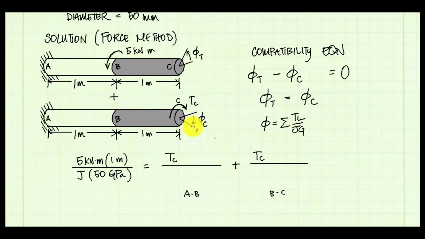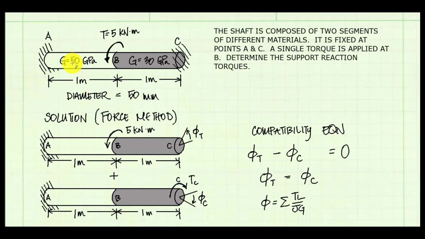The torque T is T sub c in both terms. Each piece has a length of 1 meter. J is the same in both terms, but G is different. From A to B, the shear modulus G is 50. From B to C, the shear modulus is 30 gigapascals.